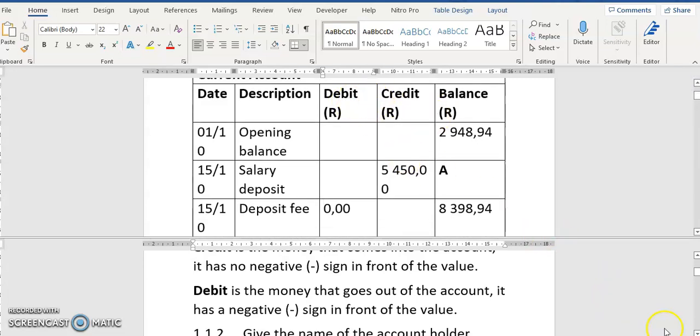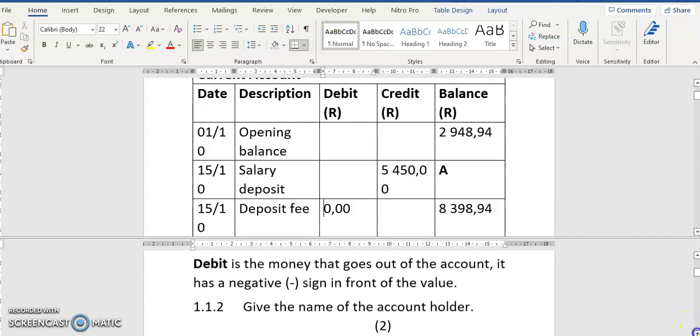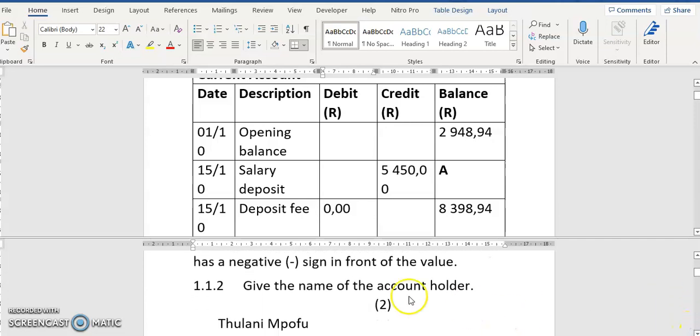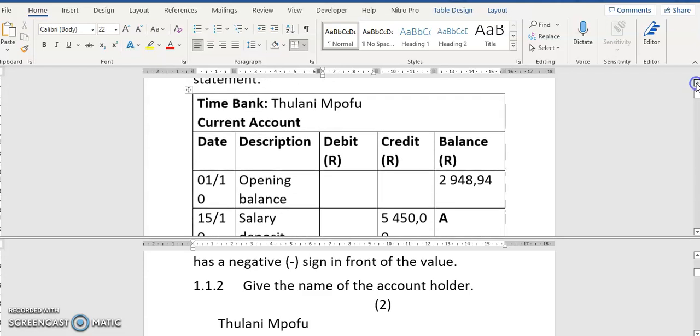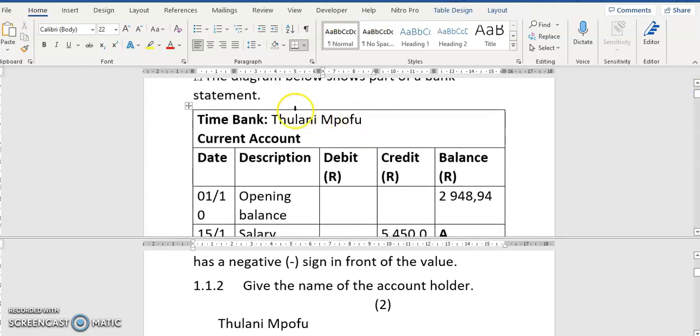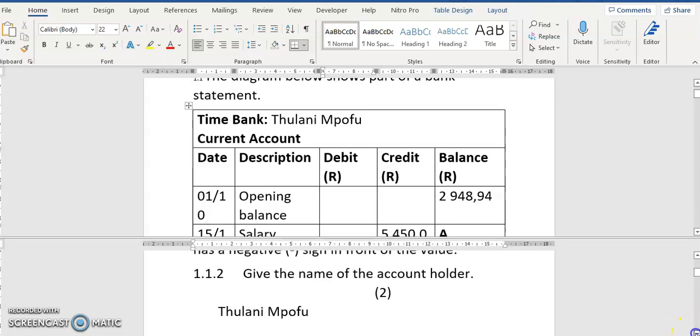Are we together? Then the next question, give the name of the account holder. On the statement, you find the name there. This is the account holder. The account holder is Tulani Mpofu. I don't know whether I'll pronounce it right, but this is the account holder's name.